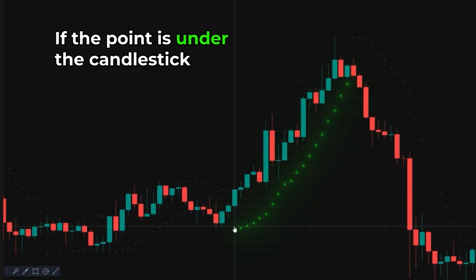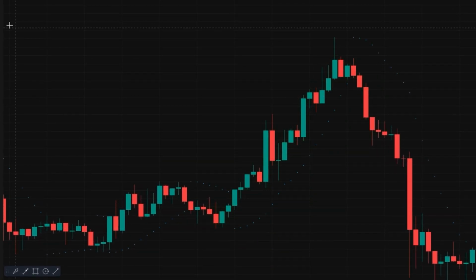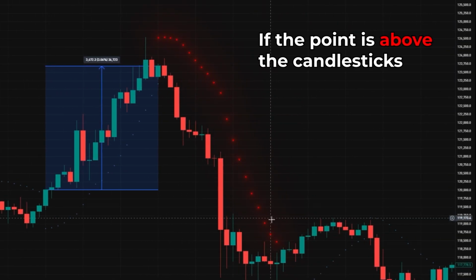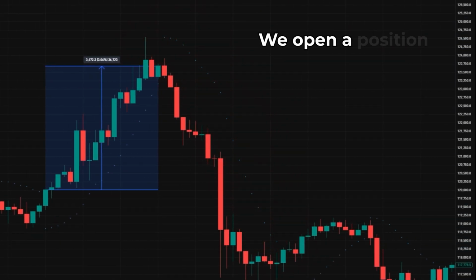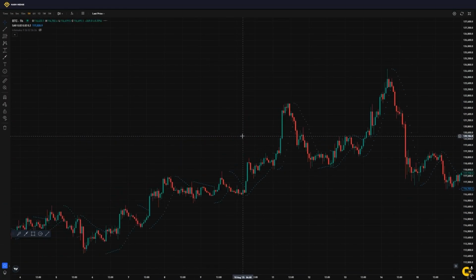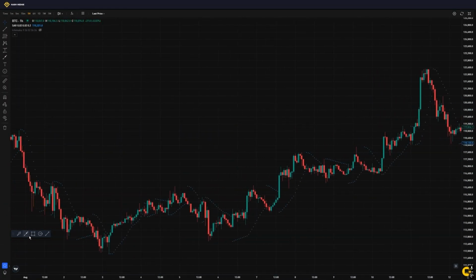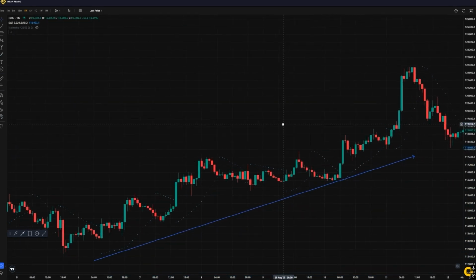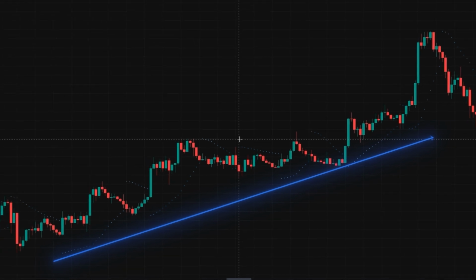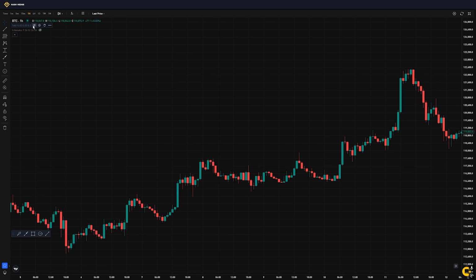If the point is under the candlestick, as here, then we can open a position on the upside. If the point is above the candlesticks, we open a position on the downside. It's simple, but this indicator has some problems in case of upward movement. We encounter such moments when our indicator lights up, but our position goes into a loss. In this regard, I suggest supplementing this with the Ichimoku Cloud indicator. Let's move on to it.